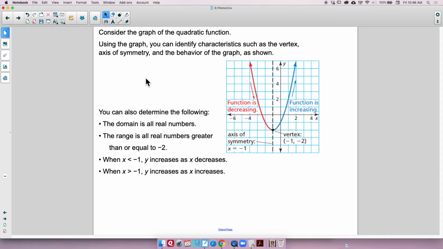All right, so consider the graph of the quadratic function. Using the graph, you can identify characteristics such as the vertex, the axis of symmetry, and the behavior of the graph. So if you look at this, what do we know? Remember the domain, that's all the possible x values? Well, this is going to be a domain of all real numbers, right? Because this would continue up, get steeper and steeper, but if we went to infinity, we'd keep going this way, and keep going this way. So the domain is all real numbers. We've worked on that before.